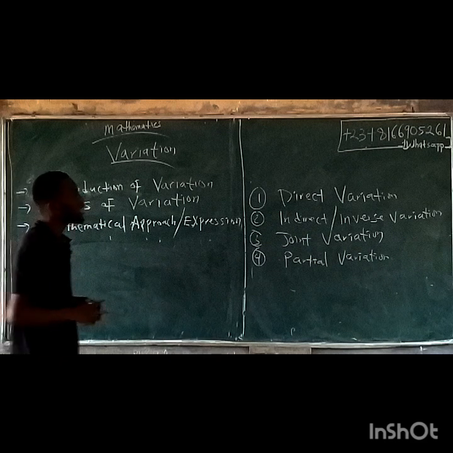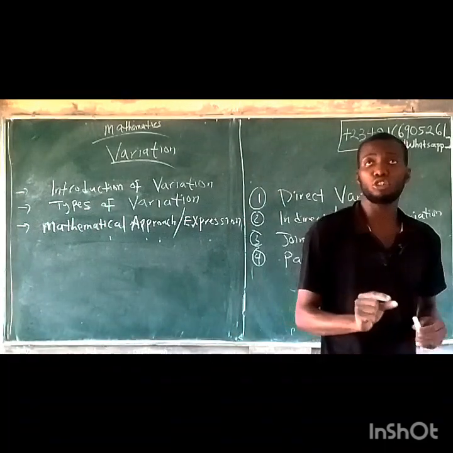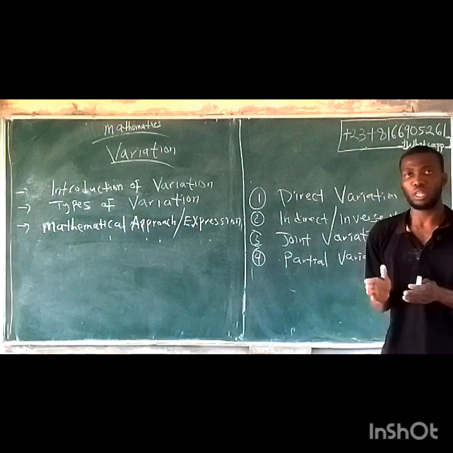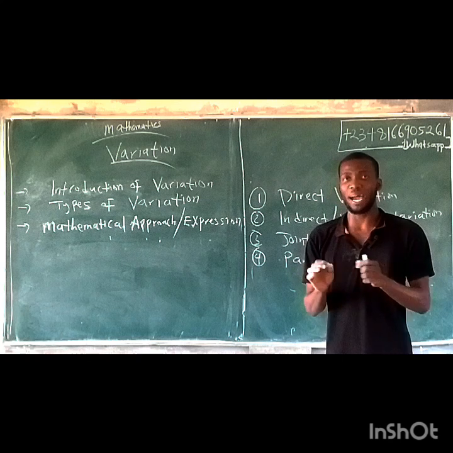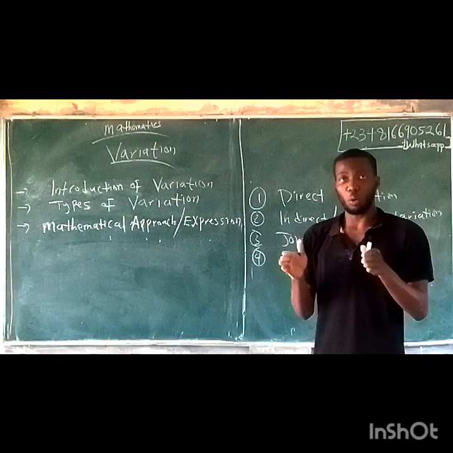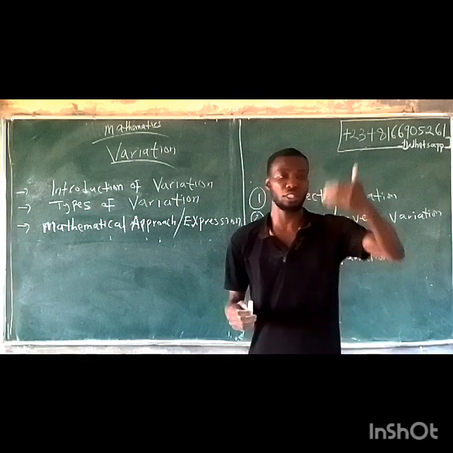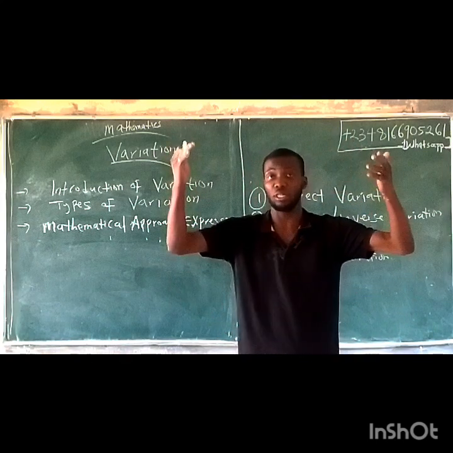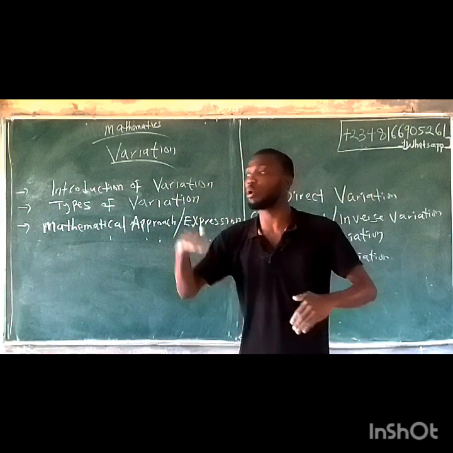Now let's look at this direct variation. What do we understand by direct variation? Direct variation is a situation whereby the two variables are going towards the same direction. So that means as one of the variables is increasing, the other one is also increasing. That is, they are going in the same direction. If the variable is decreasing, the other variable will also be decreasing.